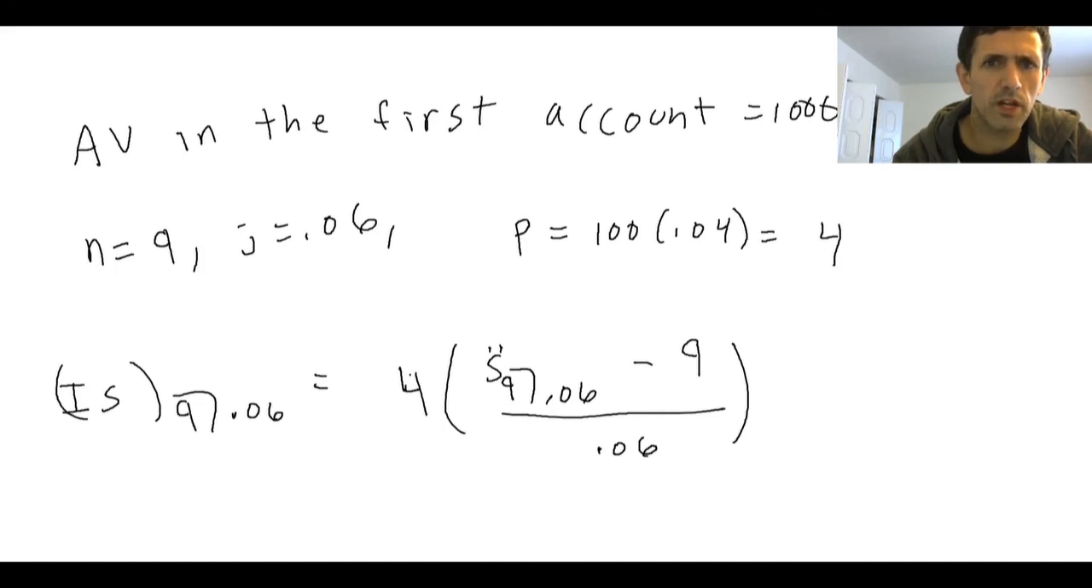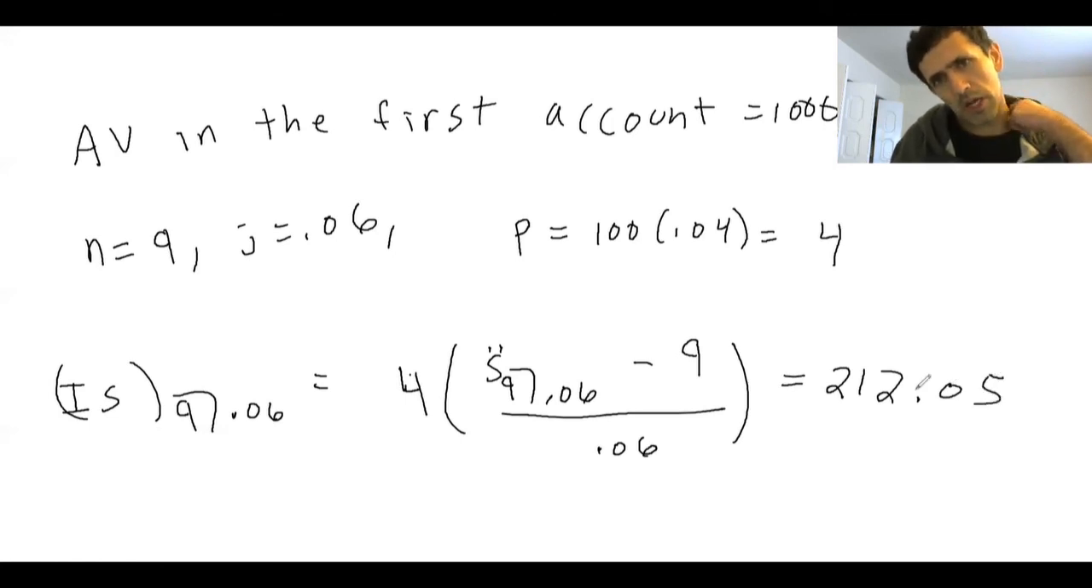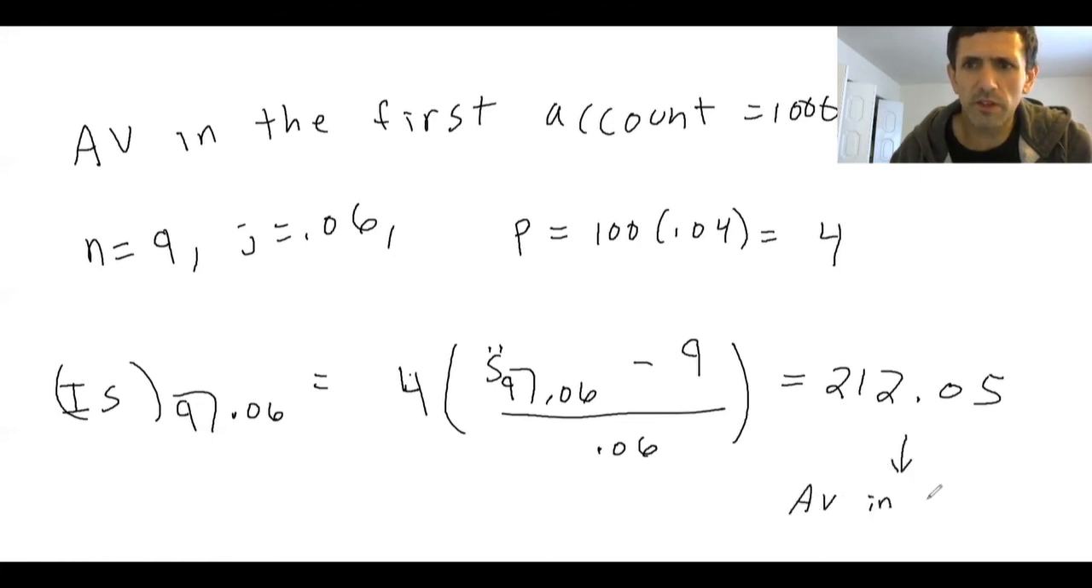minus 9 over 0.06 times 4, and we get 212 and 5 cents. Okay, and that finishes up this problem. This is the accumulated value in the second account after this 10-year period.